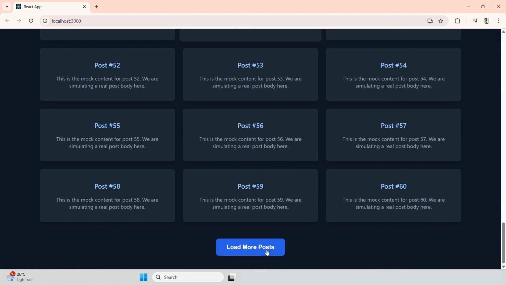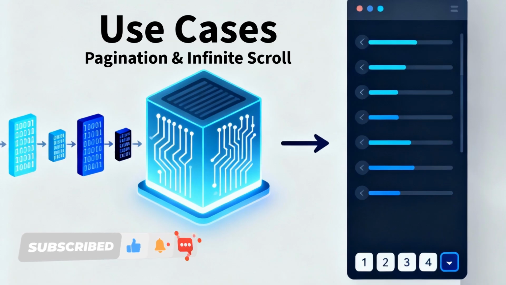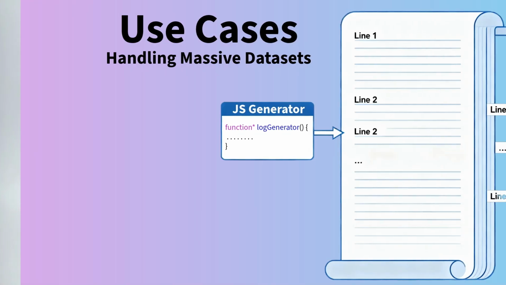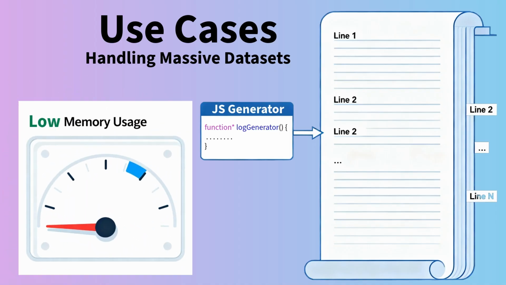So when do we use this? We can use this for pagination and infinite scroll. It's a perfect tool for chunking the data for the UI. We can use this for handling massive data sets. Imagine processing a 10 gigabyte log file. You don't read the whole file into memory. You create a generator that yields one line at a time. Your memory usage stays tiny.